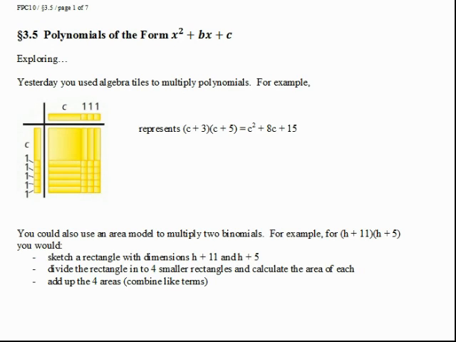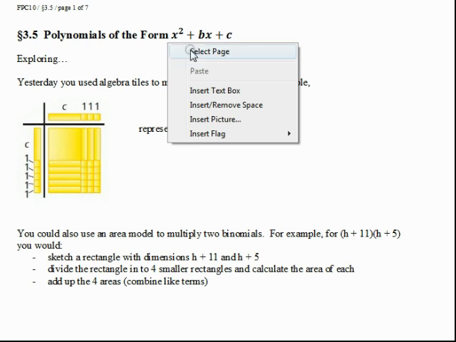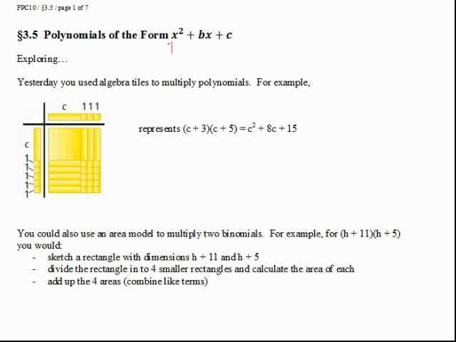Today we are going to do section 3.5 of Foundations in Pre-Calc 10, polynomials of the form x squared plus bx plus c. Now what that means is that the coefficient in here is a 1, and the b and the c both represent numbers. The x, of course, is the variable. So b and c are numbers, and they can be any number. But the coefficient for the x squared term has to be 1.